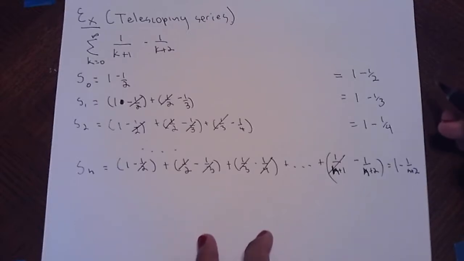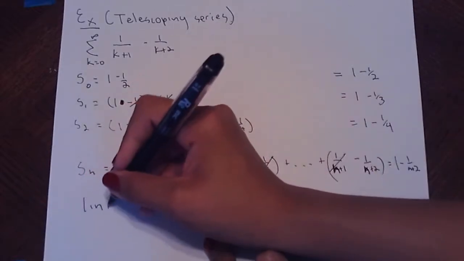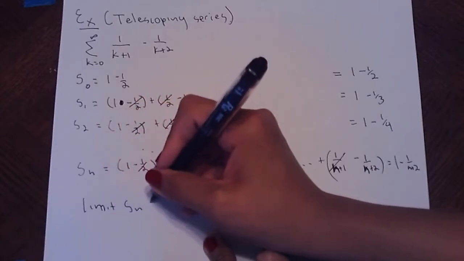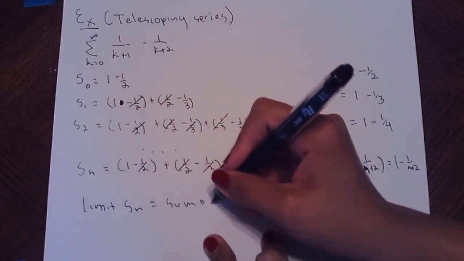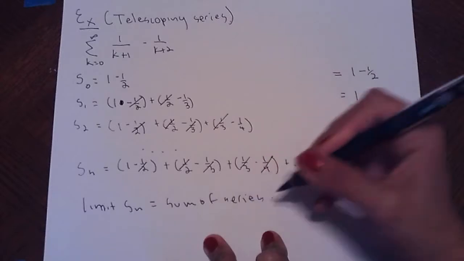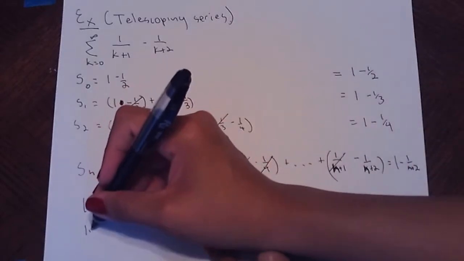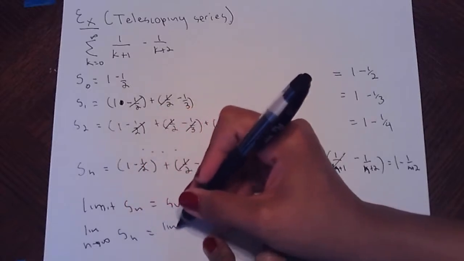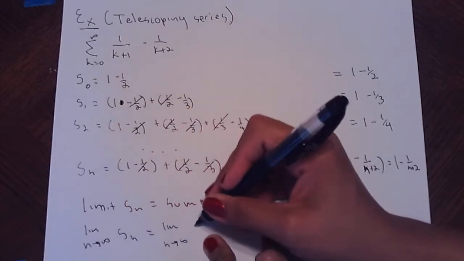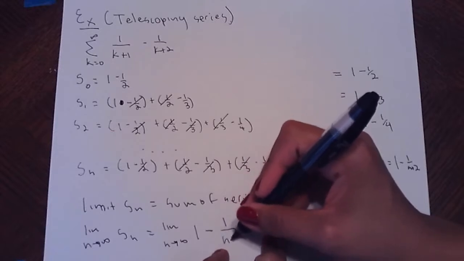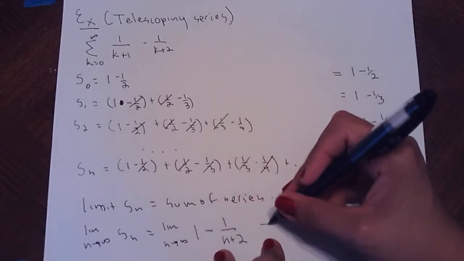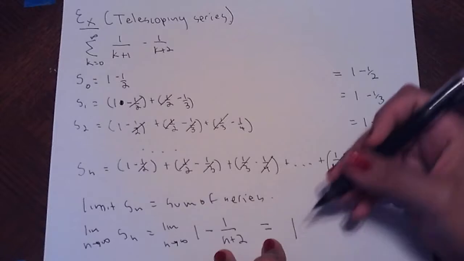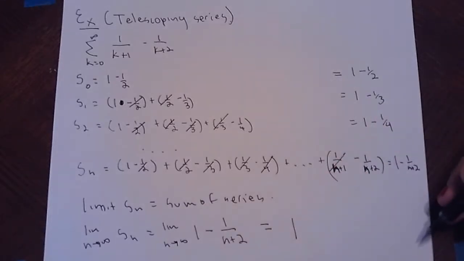Now recall we said that my limit of Sn is equal to the sum of my series. Well, here my limit as n goes to infinity of Sn is really my limit as n goes to infinity of 1 minus 1 over n plus 2. So this is also another one of these series that adds up to 1, because here my denominator blows up, which means that fraction gets small. We're just going to be left with the 1 there.